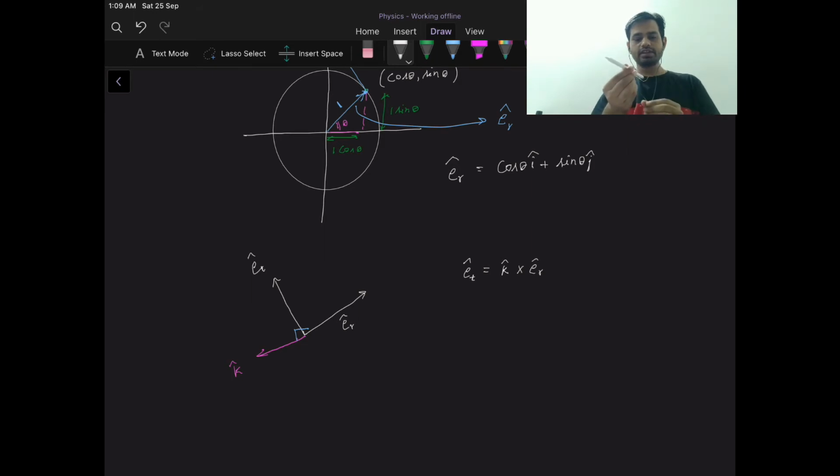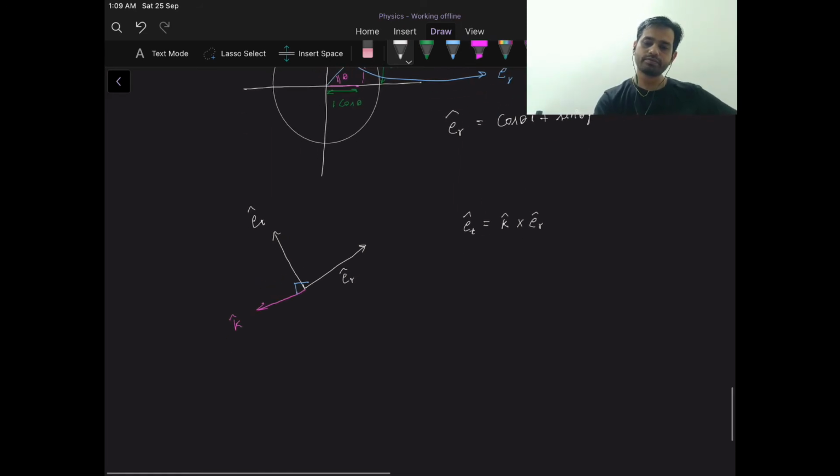And we will have another pen. This is the direction of k cap, k cap is over here, and we want to find out E t cap. So how will we do it? k cap cross E r cap, and this will be the direction of E t cap. Now let us substitute the value of E r cap. E t cap can be written as k cap cross E r cap, which is equal to cos theta i cap plus sin theta j cap.